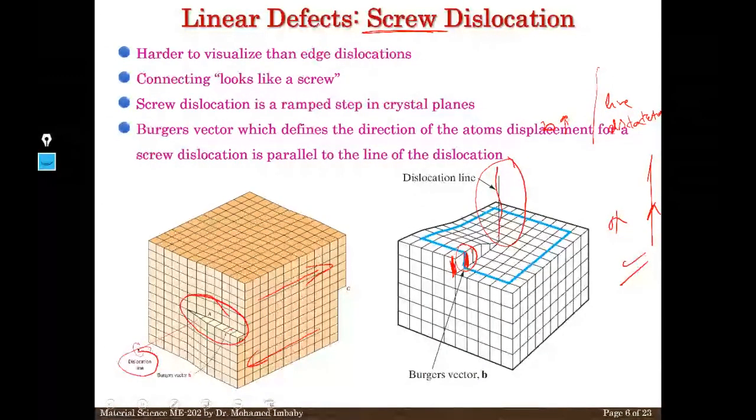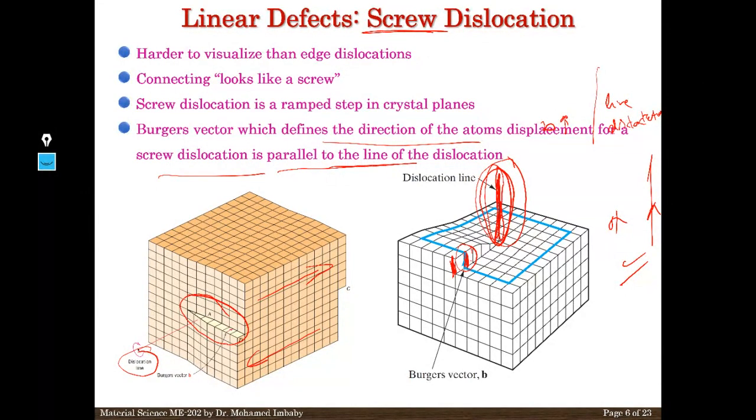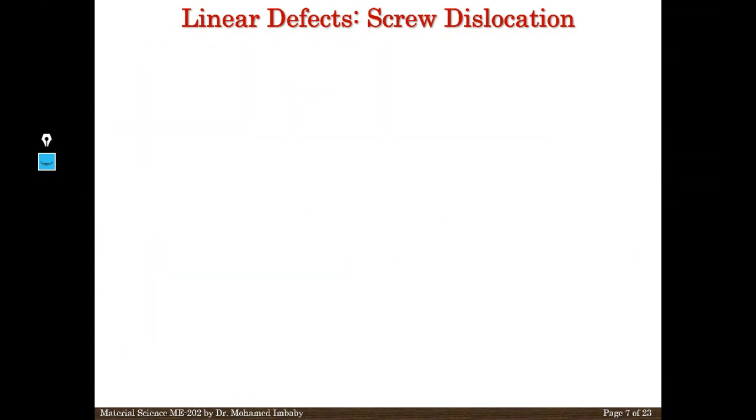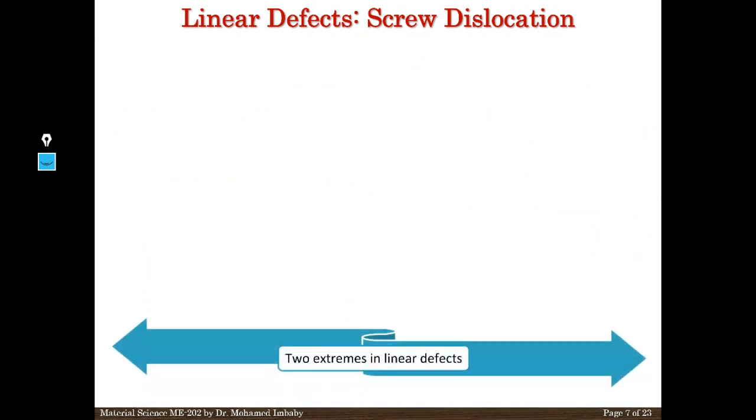As you see here, guys, the Burgers vector, which defines the direction of the atom displacement from the screw dislocation, is parallel to the line of dislocation. This is the line of dislocation, and this is a Burgers vector. If you look here, they are parallel to each other. Okay, linear defects, screw dislocation again. Let me go ahead.